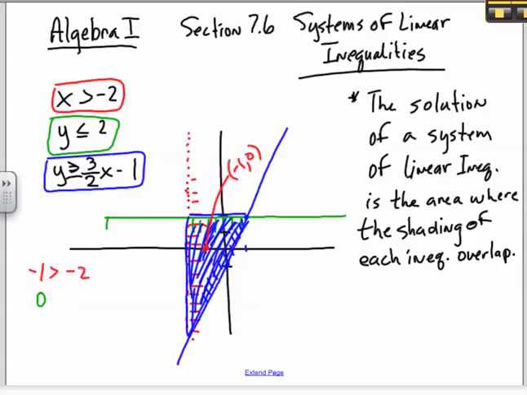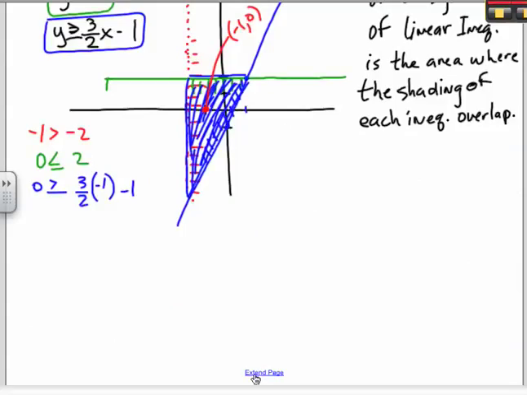Okay. Now, if I plug it into the blue equation, I'm going to get the y is 0, and it's greater than or equal to 3 over 2 times the x, which is -1, minus 1. And I'll extend the page just a little bit to do the work here. 0 is greater than or equal to -3 over 2 minus 1, which is the same as -2 over 2. So 0 is greater than or equal to -5 over 2, and that's true.